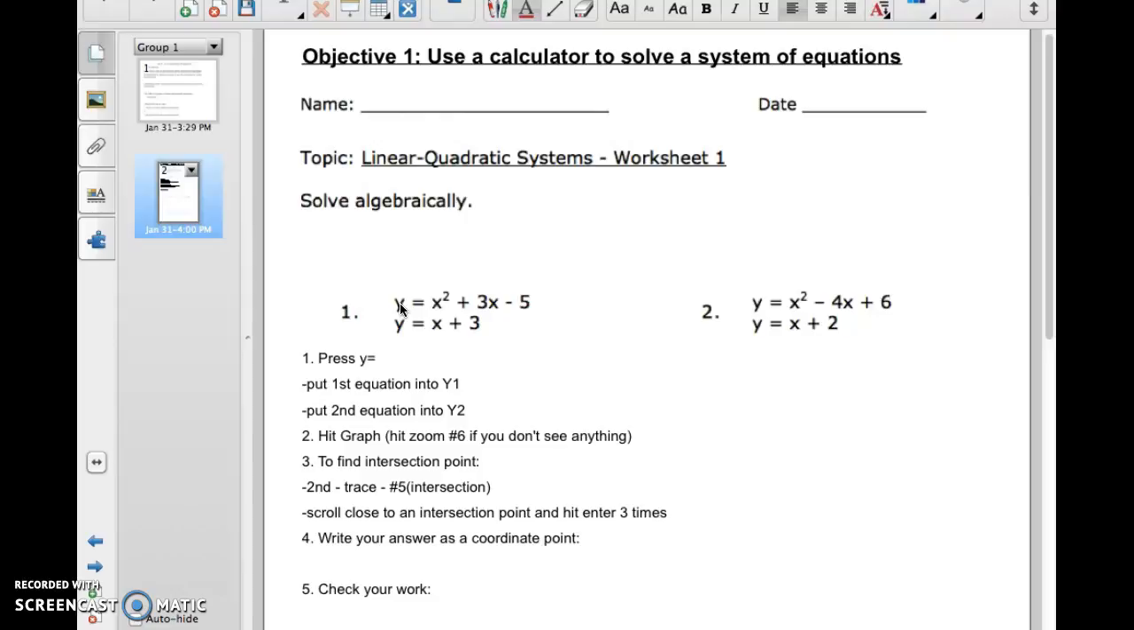So again, if I was going to do number 1 and I wanted to solve this system of equations using my calculator, I've listed out the steps right here, steps 1 through 5. If you want to hit pause to write these down, please do so. You'll need to write them down anyways.